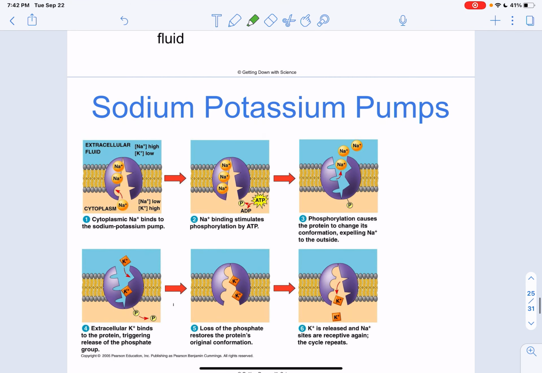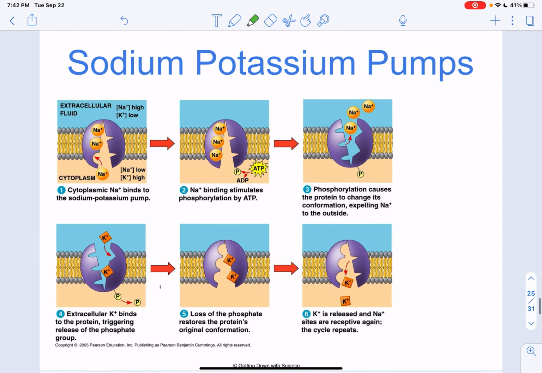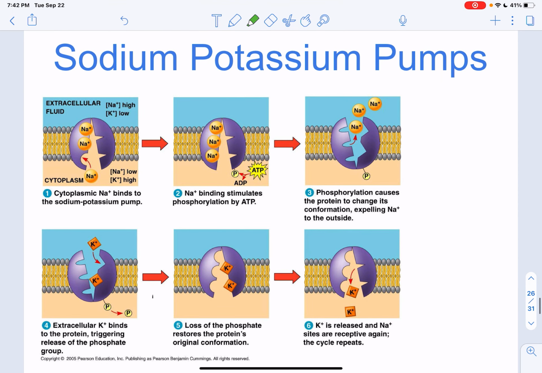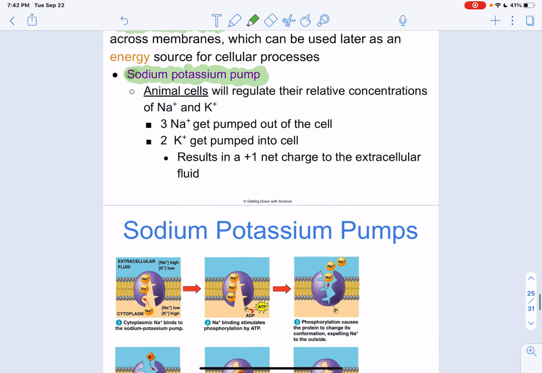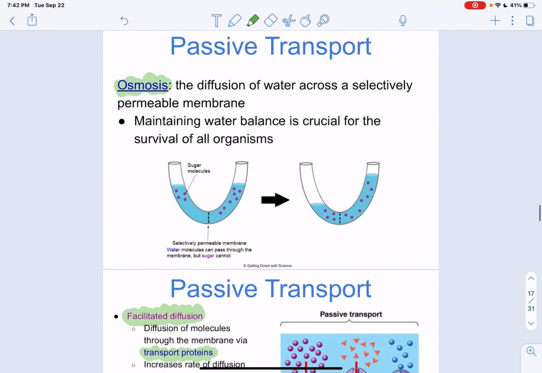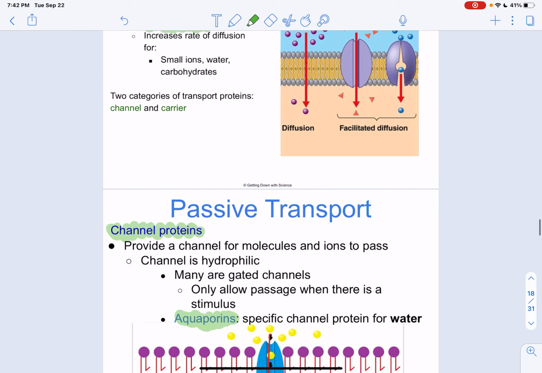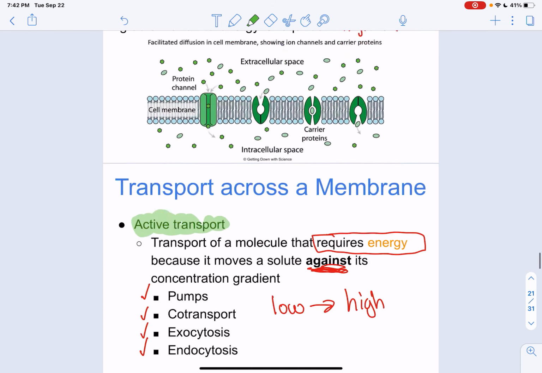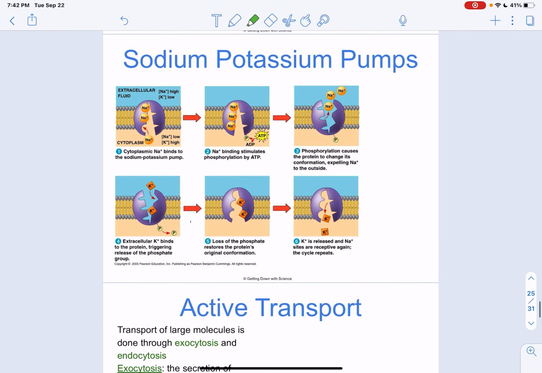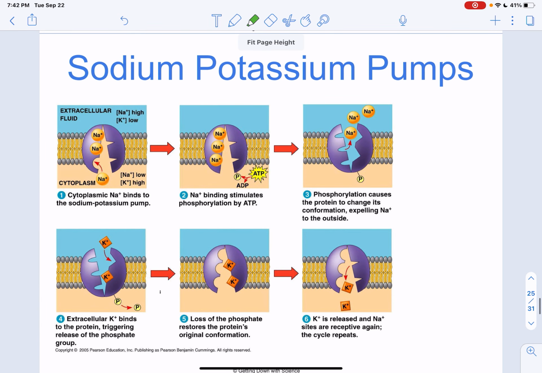And so here's an image that kind of describes this better. So think back to facilitated diffusion. We're going to have not a channel, oh my gosh, I forgot the name of it. Let me zoom back real quick. Carrier? I'm pretty sure it's carrier. Yeah, carrier. Think of the carrier proteins in facilitated diffusion.